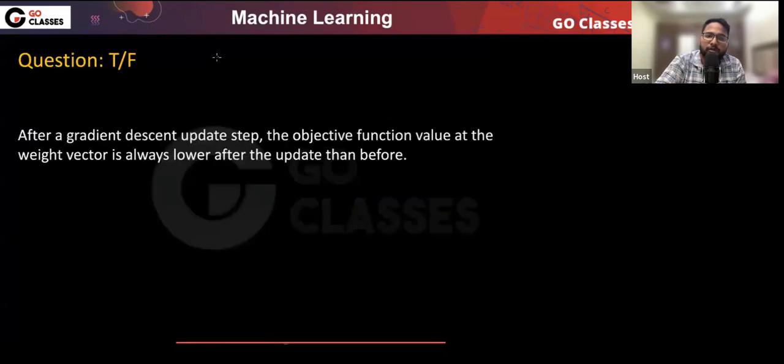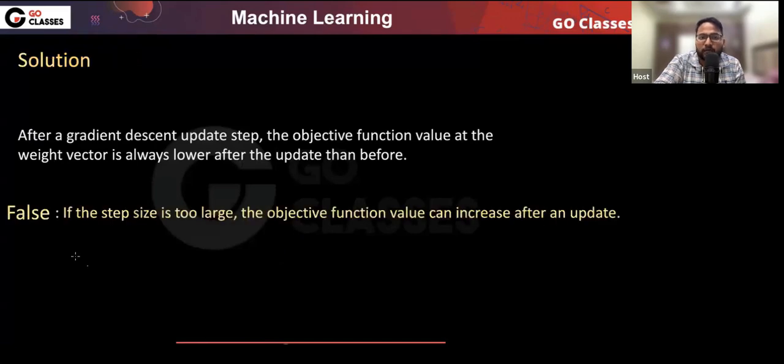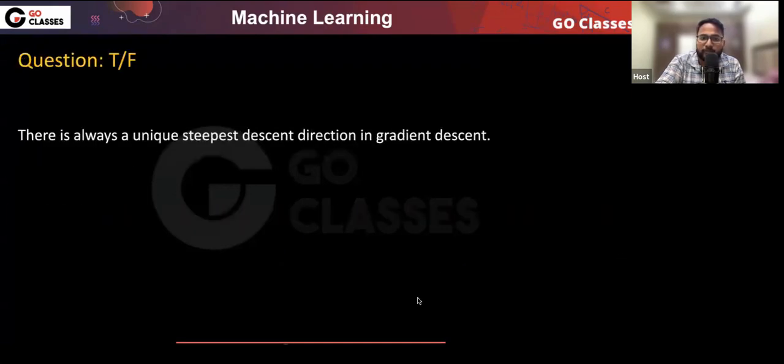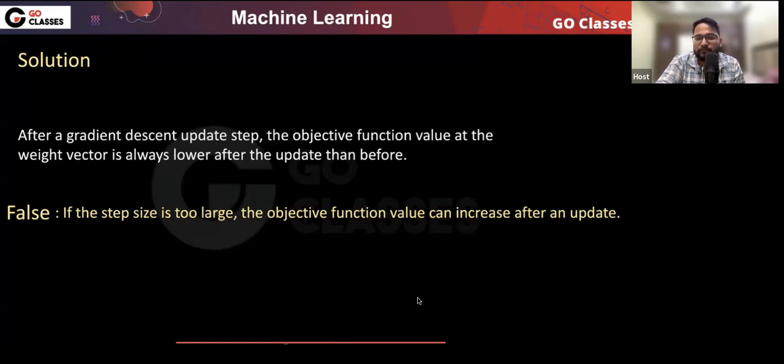Okay, so let's just solve this question. Tell me whether it is true or false. After a gradient descent update step, the objective function value at the weight vector is always lower after the update than before. This is definitely false, right? False, because if the step is too large, the objective value can increase after an update. Is this okay to everyone? Let me know.